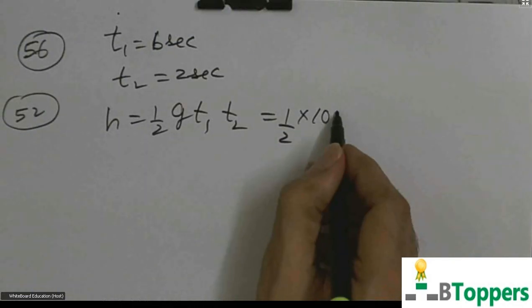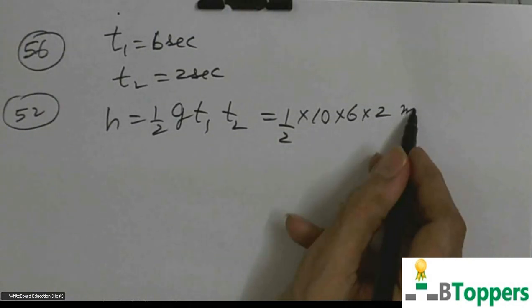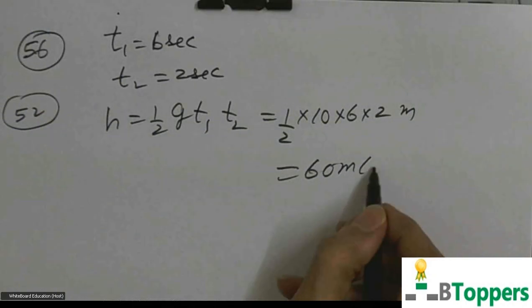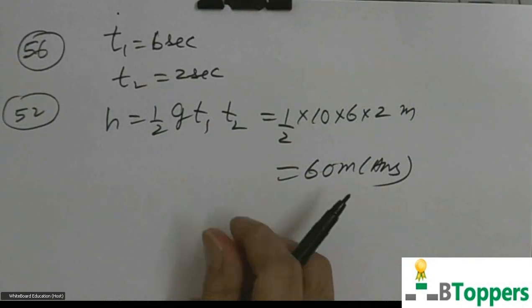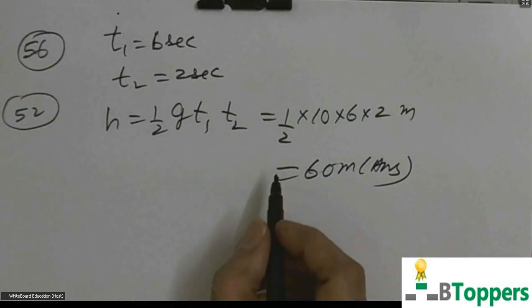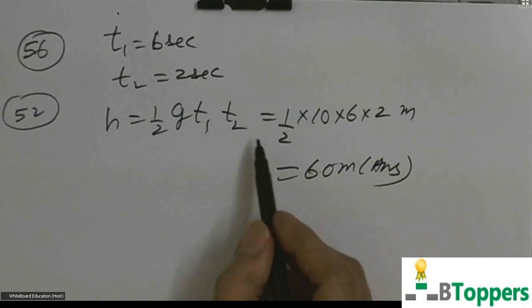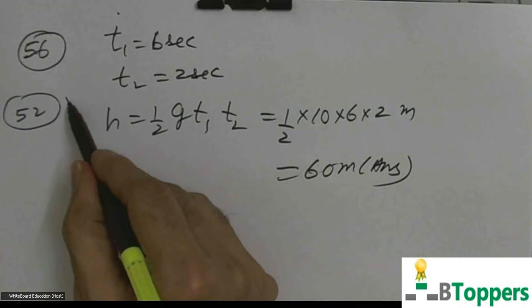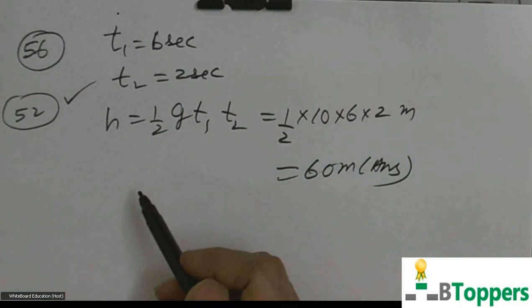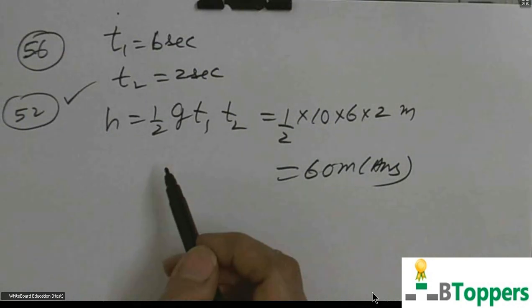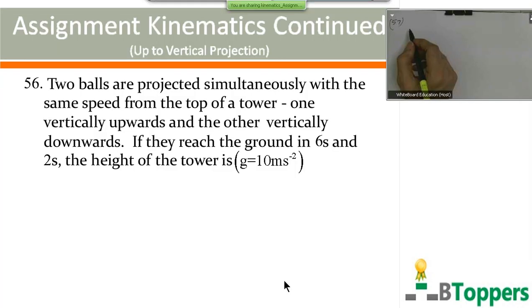So you can substitute g equal to 10 meters per second square, t1 equal to 6 seconds, t2 equal to 2 seconds. So you get the answer as 60 meters. For subjective type of examination, you should not follow this result directly. You have to follow the method which I have discussed in question 52, as the same procedure is to be repeated for 56 also, in case we are given a similar question in a board examination. So I have discussed question number 56, for which you get the answer as 60 meters, that is the second option.